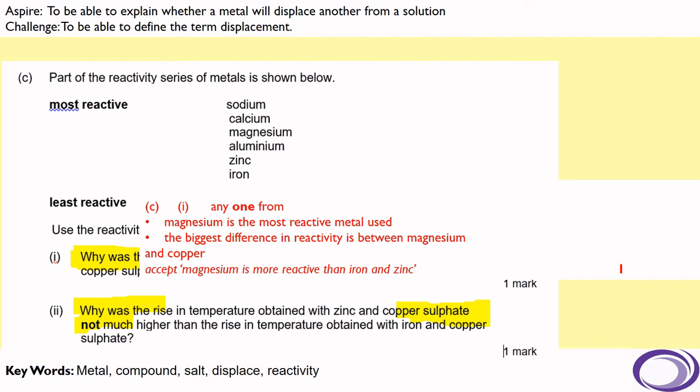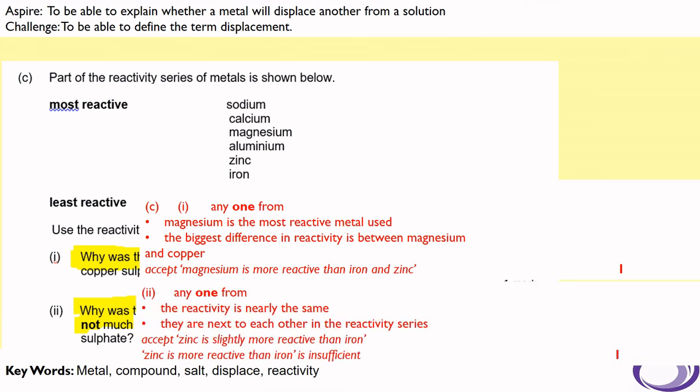And then the second question you were asked on that reactivity series was why the rise in temperature obtained with zinc and copper sulfate was not much higher than the rise obtained with iron and copper sulfate. And it's because they're next to each other in the reactivity series, so there's not as big of a difference in reactivity.